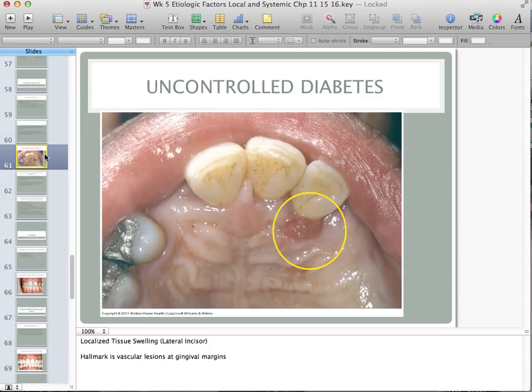So here's a picture of uncontrolled diabetes, what it can show up as in the mouth. You can see localized tissue swelling. On this picture, we're looking at the lateral incisor along the gingival margin, and there's a big oval shape, redness and swelling going on. This is a hallmark sign of uncontrolled diabetes when you see vascular lesions at the gingival margin. And here, right here, is a vascular lesion. See?